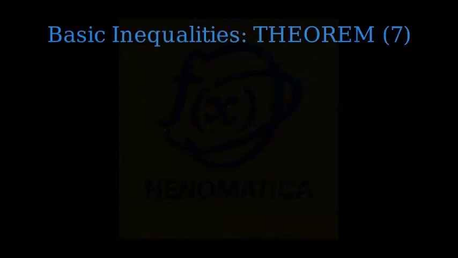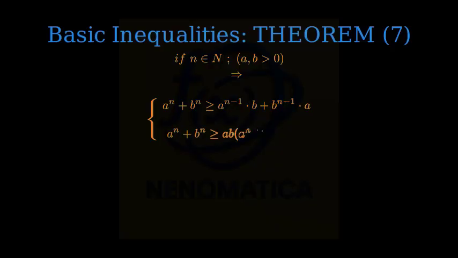Today, we're going to explore basic inequalities theorem 7 and provide a step-by-step proof. Let's first understand the theorem statement. If n is a natural number and a and b are positive real numbers, then the following inequalities hold. Let's proceed with the proof of this theorem.